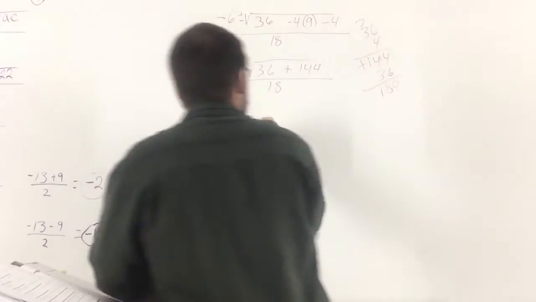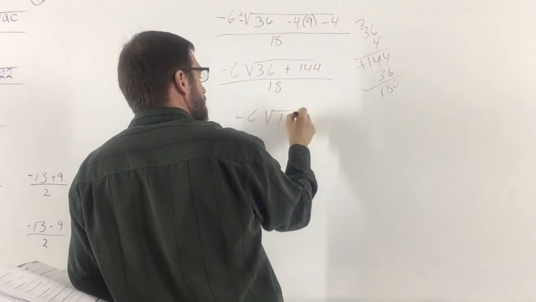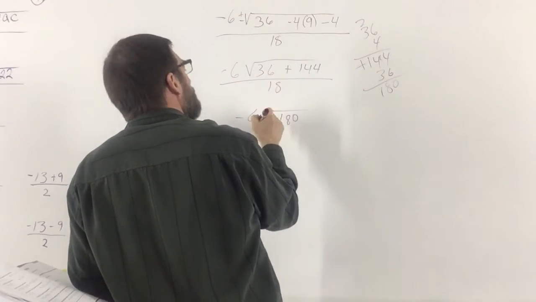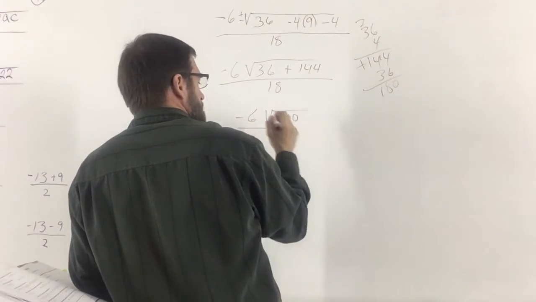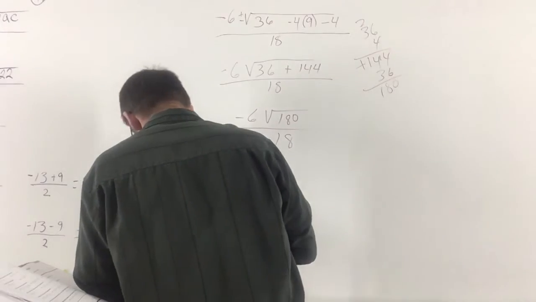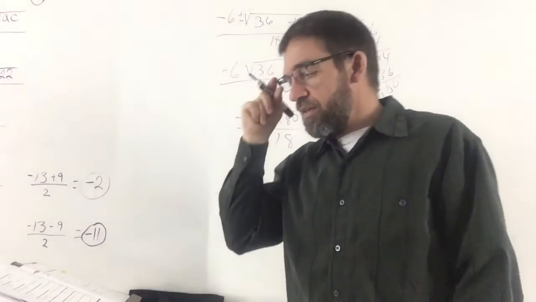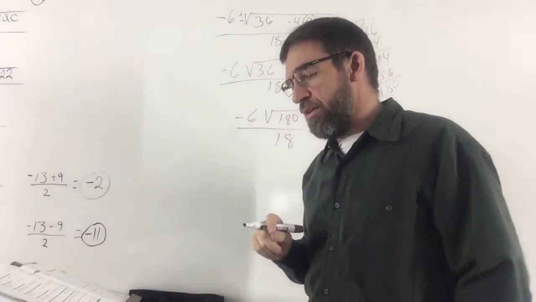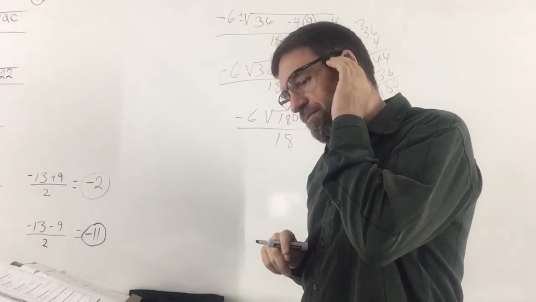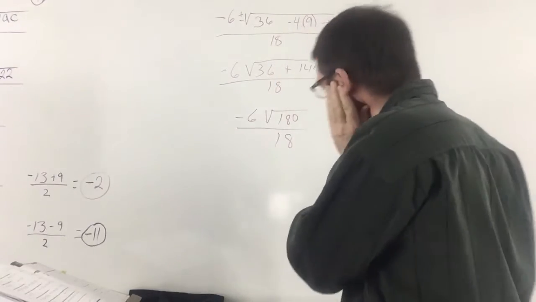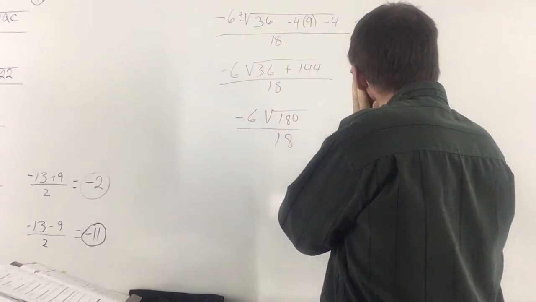Okay. So here I'm going to copy this one. Negative 6, 180. Oh my. Whew. Can someone help me out on that one? What is a square root of 180? That doesn't look too fun. Ooh, what is a square root of 180? Well, I don't know what to do. I guess we'll have to find out.